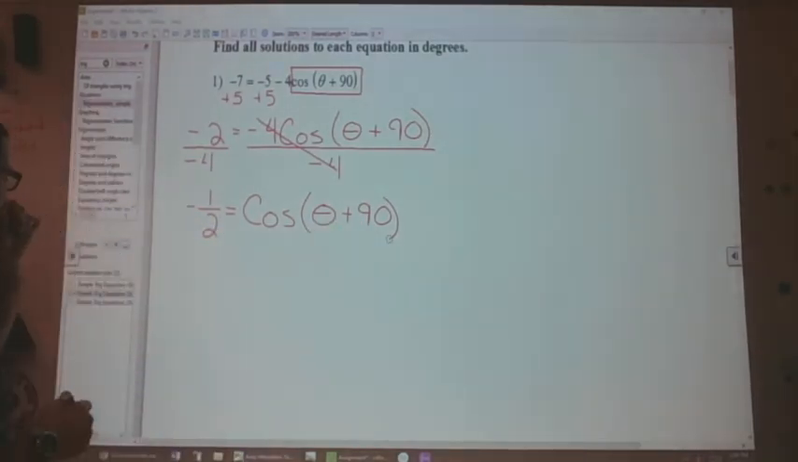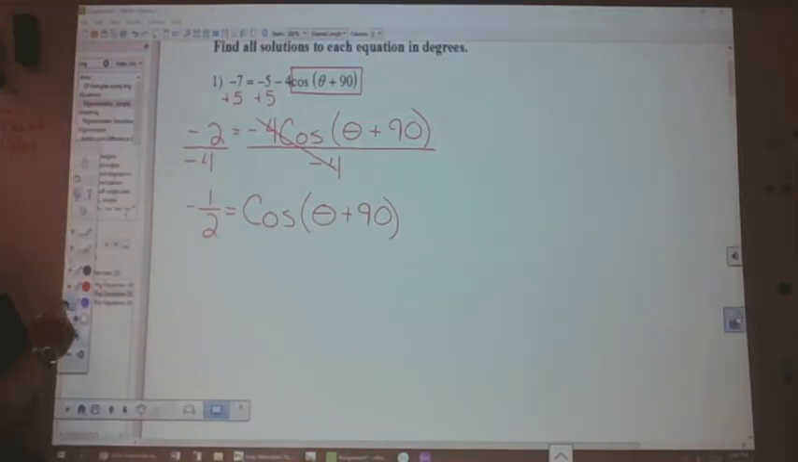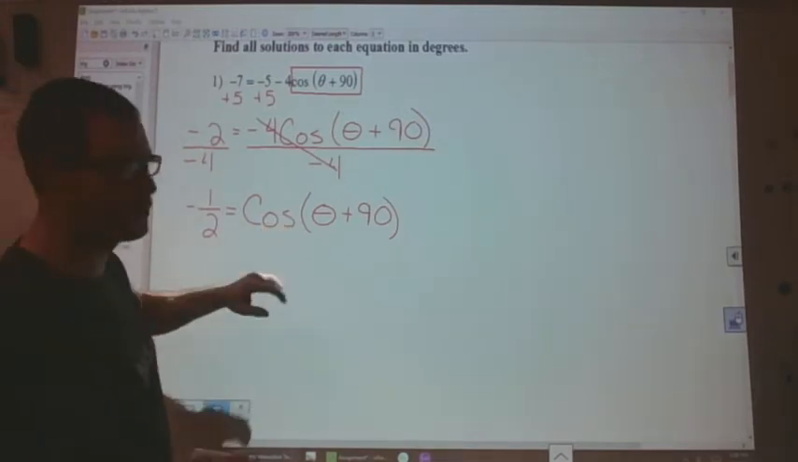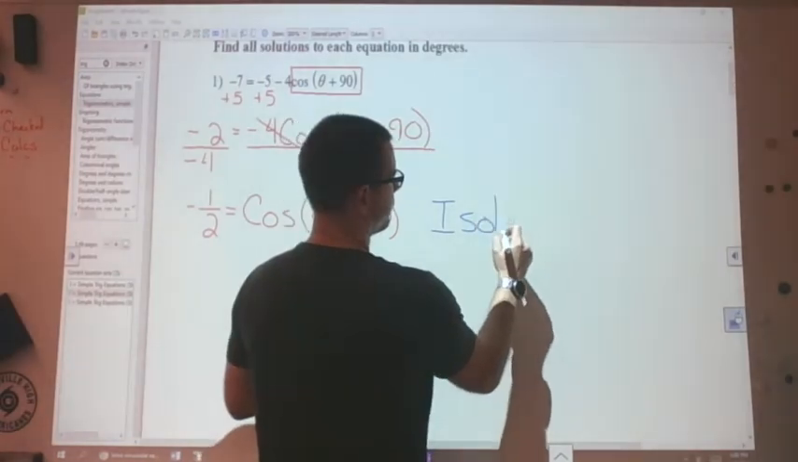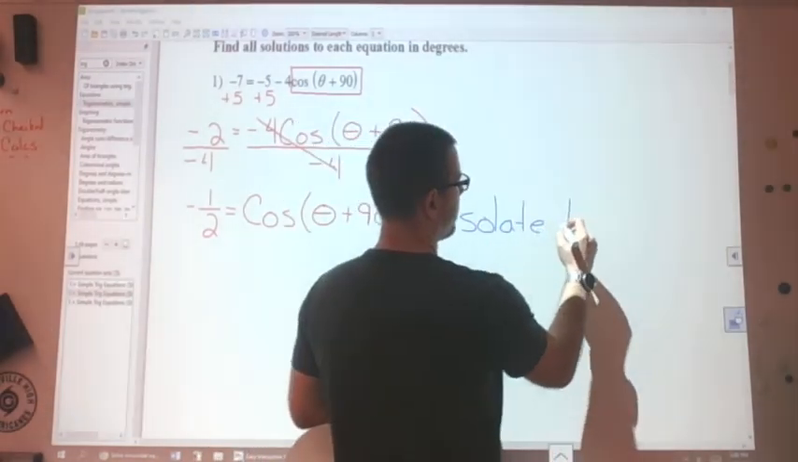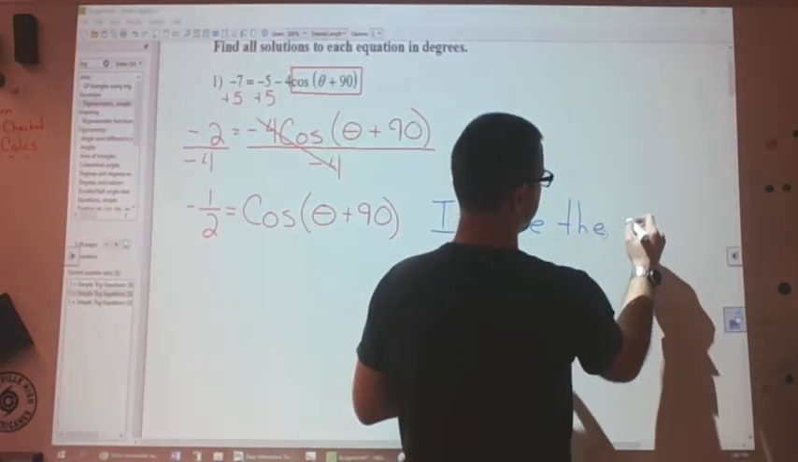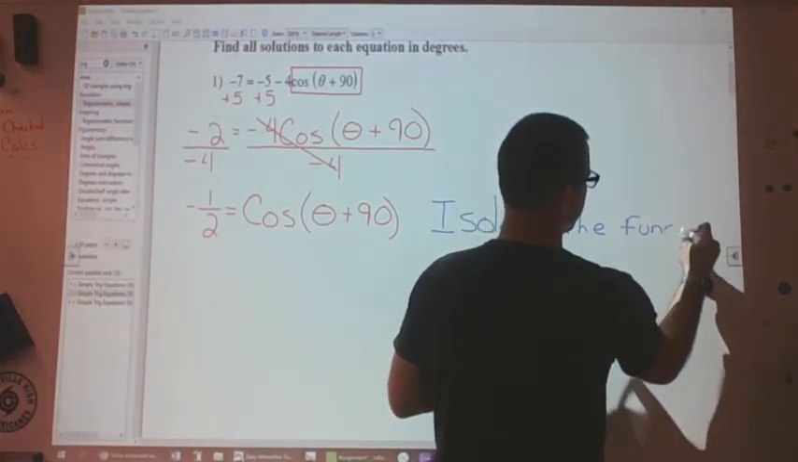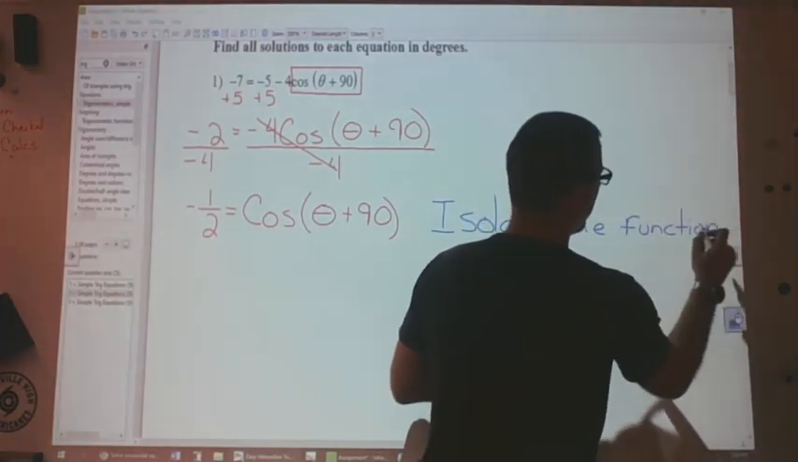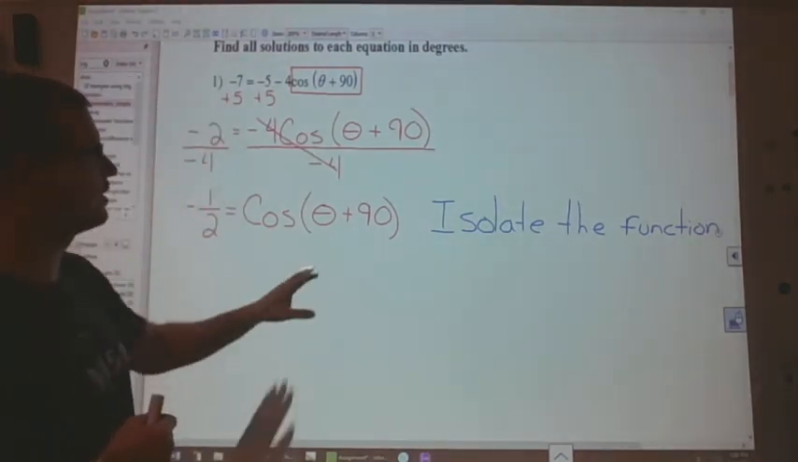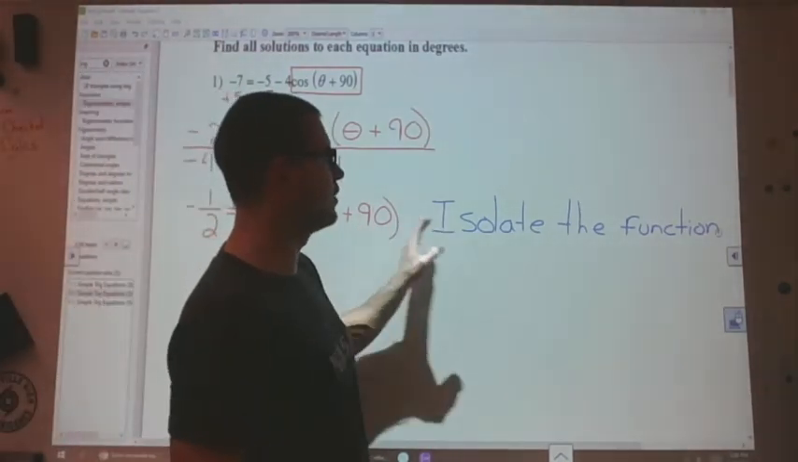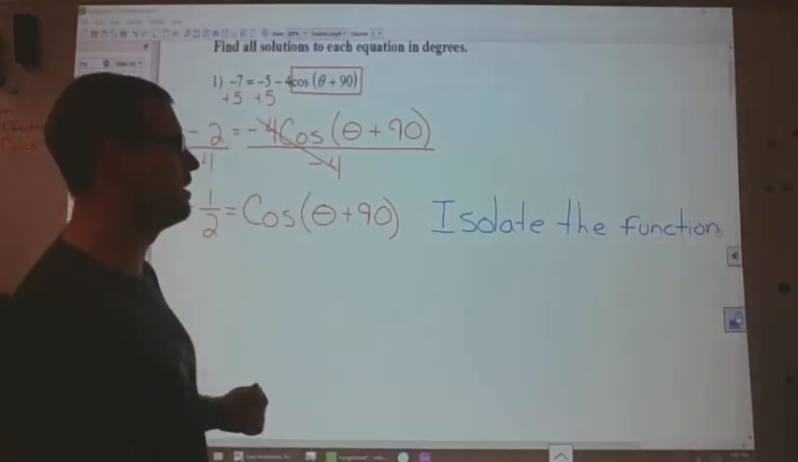At this point, we have isolated the trigonometric part. So our first step with the IRS method is to isolate the function. That's what we've done. Cosine is our function. We've isolated it on one side of the equation.